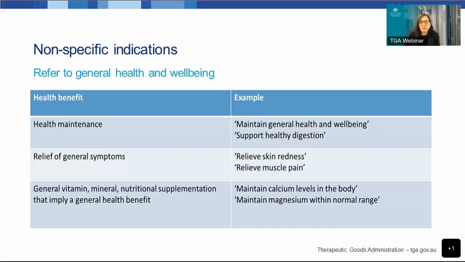Non-specific indications for listed medicines refer to general health and well-being. The types of non-specific indications are health maintenance, relief of general symptoms, and general vitamin, mineral, nutritional supplementation that imply a general health benefit. The evidence requirements for medicines with traditional indications is the same whether the indication is specific or non-specific. As such, this classification system is not used for traditional indications.